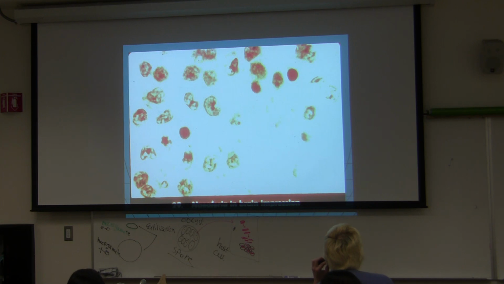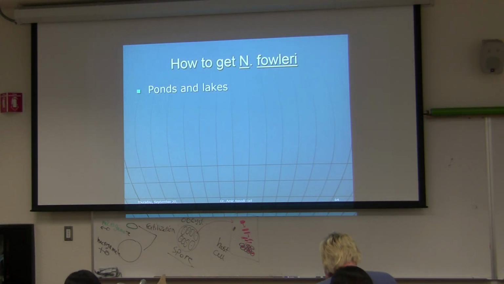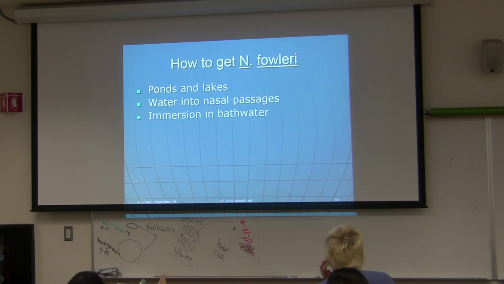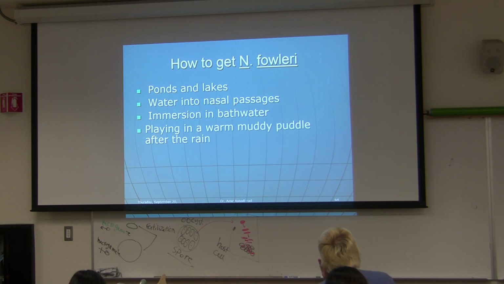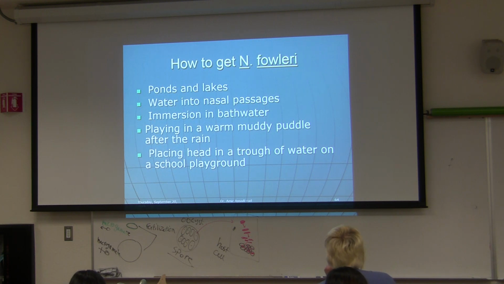Here, this is what we have in the lab, on 2x2 slides, and I will put it in our practical exam. I'll ask you what is the name of the disease, what is the name of the organism, what phylum. How to get Naegleria fowleri: ponds and lakes, water in the nasal passage, clean water, immersion in bath water, playing in a warm muddy pool after rain, placing the head into water of a school backyard pool, in some baptisms, full immersion. Is there any question on Naegleria fowleri? I hope I'm not scaring you.